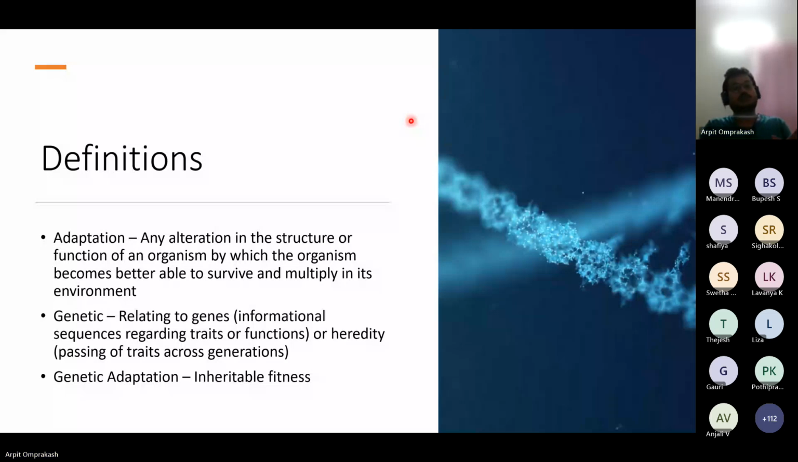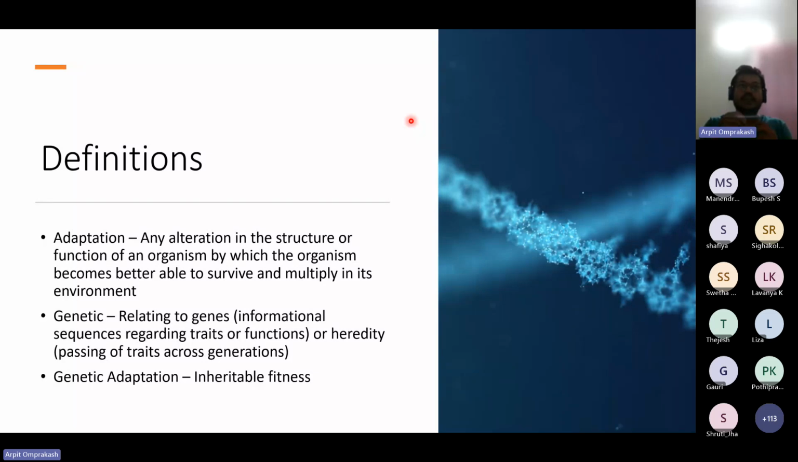So basically, if an organism is more adapted to survive in a given habitat, it is said to be more fit in that habitat compared to another organism. For example, a fish is more adapted to survive in water than humans, even though we go swimming or diving. But a fish is more able to survive, and that's why the fish is more fit in water. Right, and genetic adaptation is basically inheritable fitness.